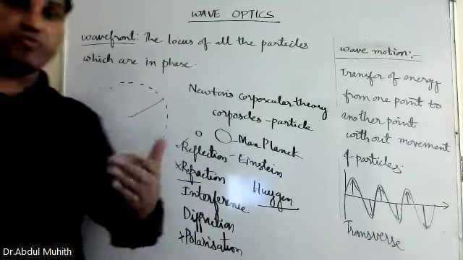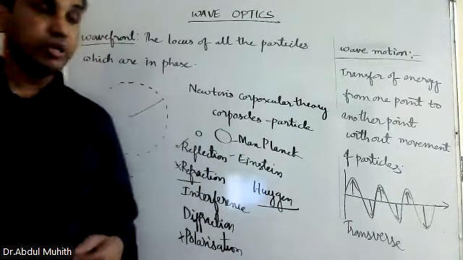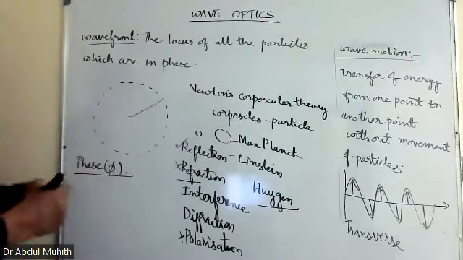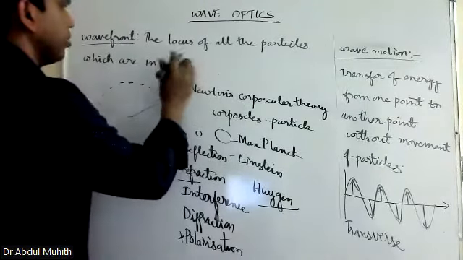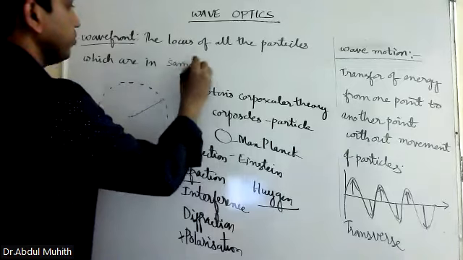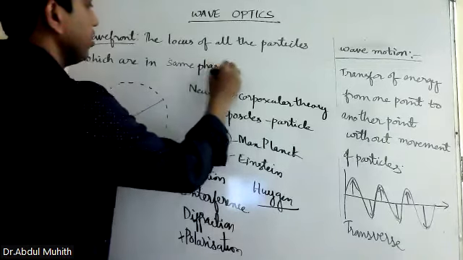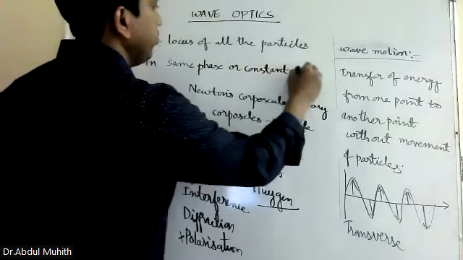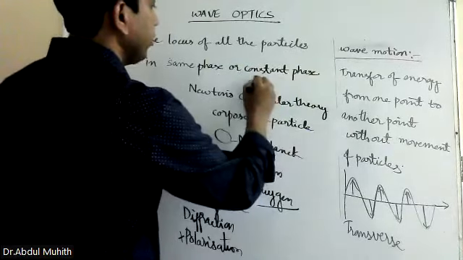Then comes the wave front. What is a wave front? It is the locus of all the particles which are in the same phase, or with a constant phase difference.